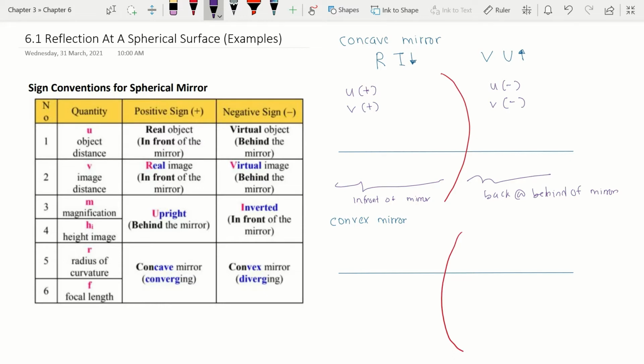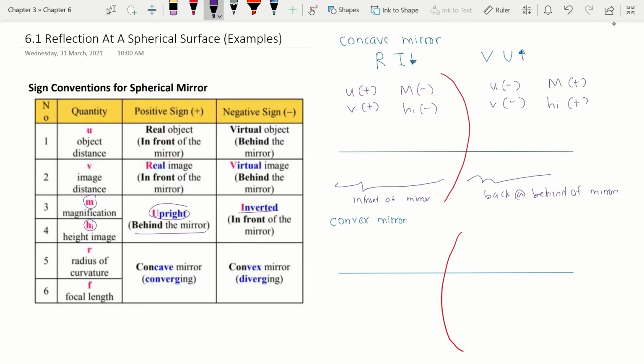What about the magnification? As you can see from this table, for magnification and the height of the image: if we form an upright image, which means behind the mirror, our magnification and height of image are positive. Whereas the magnification and height of image are negative when the image is inverted, which means the image is in front of the mirror. So negative.